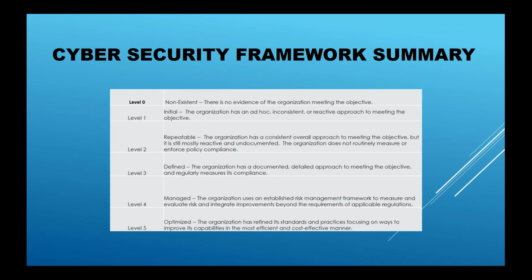Level 4, the organization uses an established risk framework to measure and evaluate risk and integrate improvements to meet applicable regulations. And number 5, optimized, where it's being continuously refined. It meets the standards. We're looking at ways to improve the capacities to be the most efficient and cost-efficient manner.